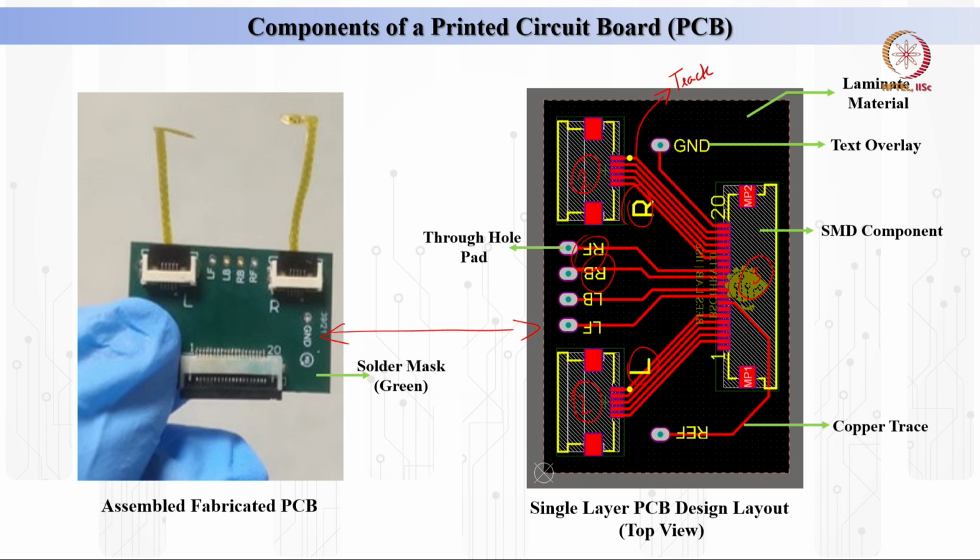Now there are also through hole pads given here, which means there is a hole through and through. There is no physical PCB present there, and we use it to connect some reference and ground lines. So similarly for the ground and reference, we have given some through holes, and the text overlay is also shown, and this black area represents the laminate material or the PCB substrate. In our case it's the FR4 substrate.